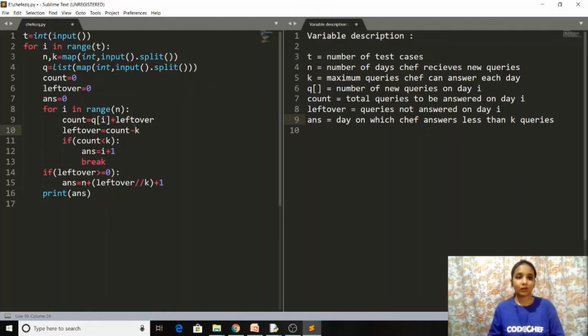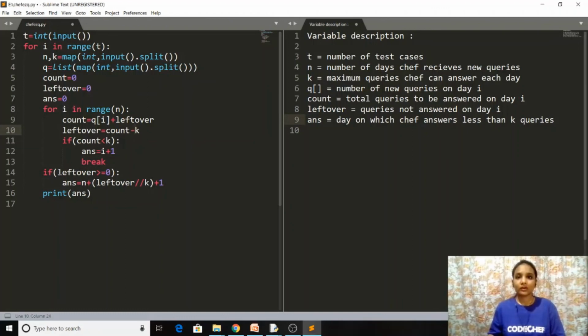So that will be the leftover. And in this loop, we will keep on checking if at any point of time our count becomes less than k. That means that chef is answering less than k queries. Then we have found our answer, that is the day on which chef answers less than k queries. So that is why we will store i plus 1 in the answer. Suppose if i was 1, that means that on the second day we found that chef can answer less than k queries. That is why we are doing i plus 1 here, and break is used so that we come out of the loop because we have already got our answer.